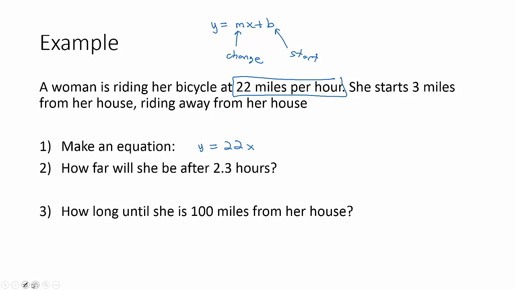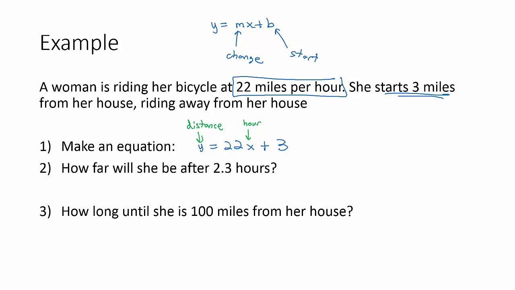So that's 22 miles per hour, and that might be worth noting on here. And then we're going to add to that the starting point. She started 3 miles from her house. So what does the other variable represent? The y. We're talking about how far she is from her house, so this is the total distance from her house.